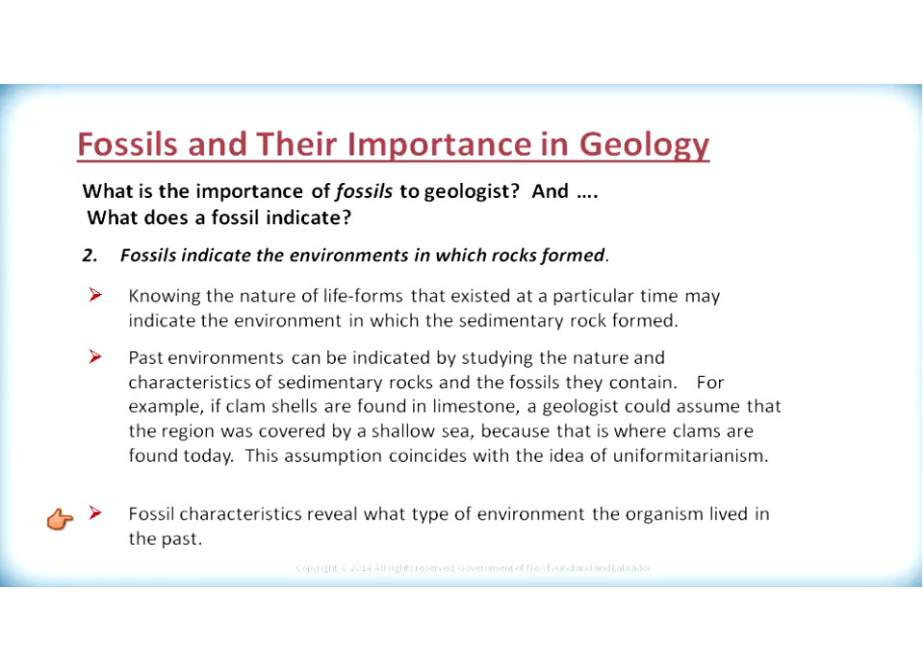Fossil characteristics reveal what type of environment the organism lived in the past. Another example could be tied into palm trees. If rocks contain fossils of palm trees, one can assume that the environment was a tropical, warm, temperate climate, because this is where palm trees grow today.